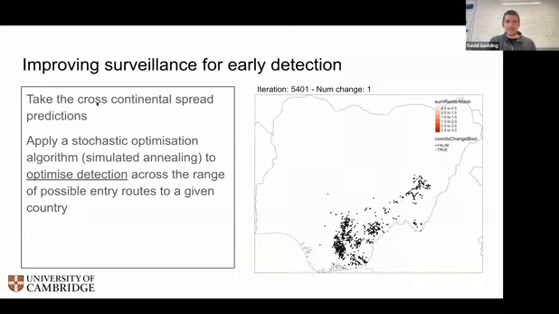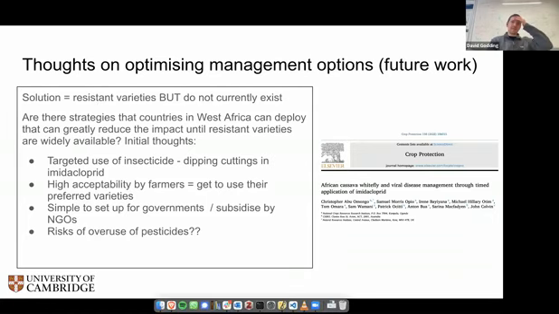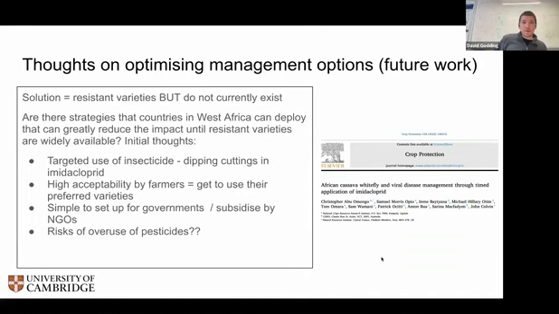Okay, and then the final piece on the cassava question. This is the next phase of work after we've finished working on the surveillance question, but it's thinking about what management options actually exist. What can countries, individual farmers actually do? The ideal solution, and that's being worked on, is to have resistant varieties of cassava that are resistant to CBSD. But currently there are no African varieties. All of the tested varieties are susceptible.